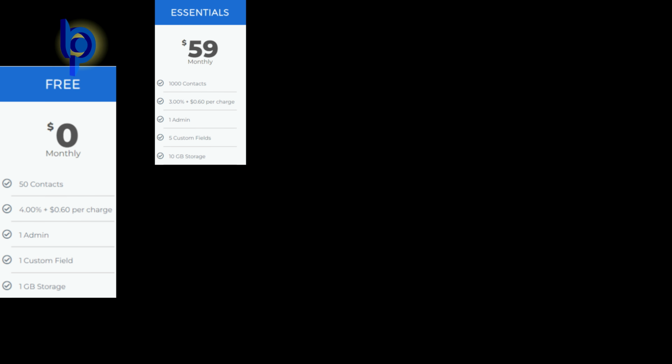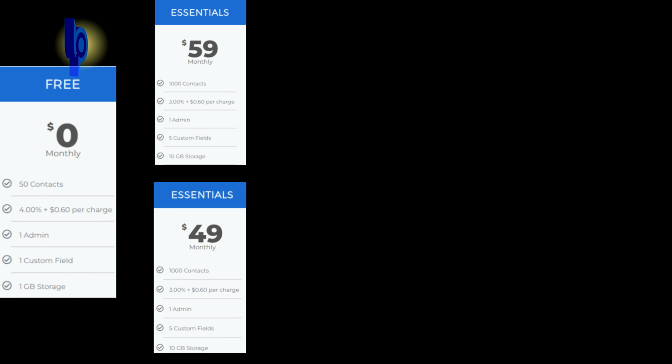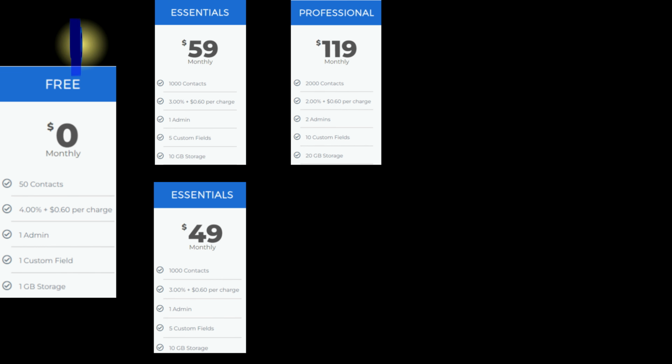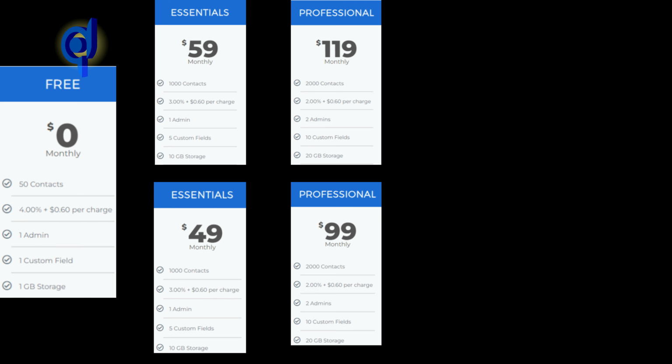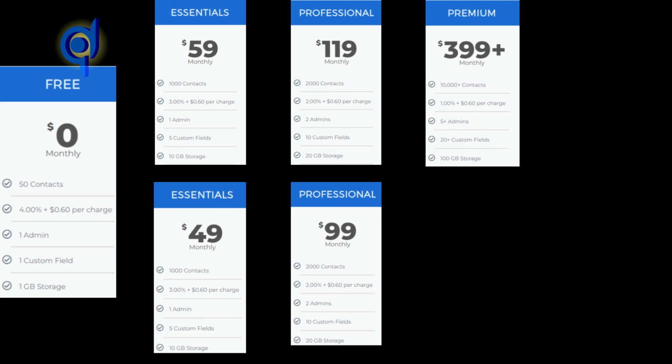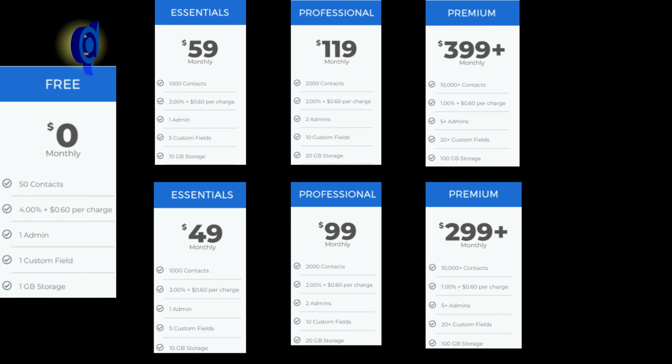Price: free. 50 contacts and some limited features are included for free. Essentials: 1,000 contacts and more useful features for $59 per month billed monthly and $49 per month billed annually. Professional: 2,000 contacts and increasing everything from the Essential plan for $119 per month billed monthly and $99 per month billed annually. Premium: 10,000 plus contacts and everything increased from the Professional plan for $399 per month billed monthly and $299 per month billed annually.